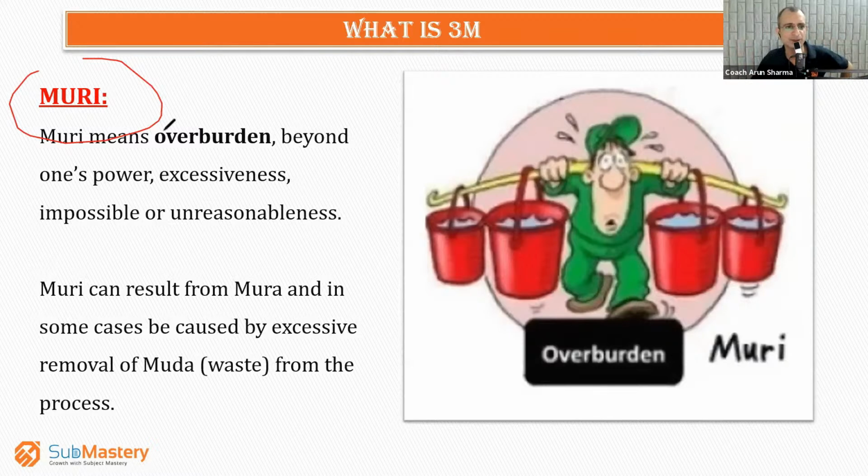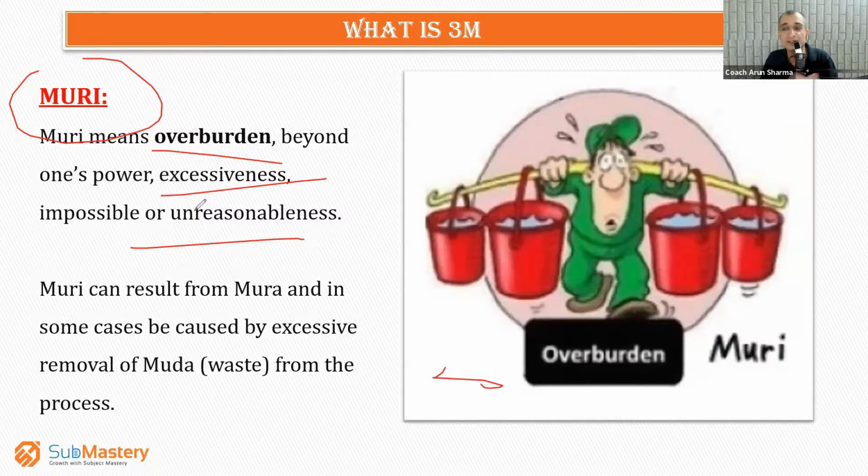What does muri stand for? Muri means overburden, beyond one's power, excessiveness, or the impossible and unreasonable. If you overburden machines or your process, what will happen? There will be more failures. It could even be human. There will be a breakdown, and in turn there will be losses, which will result in customer delivery failure, and more money you have to put in terms of replacement. People will resign and leave your organization.